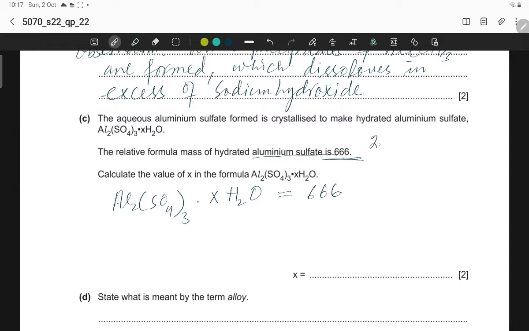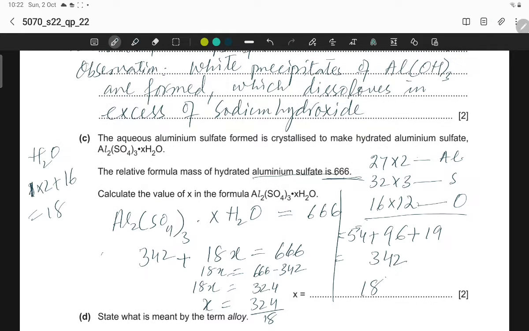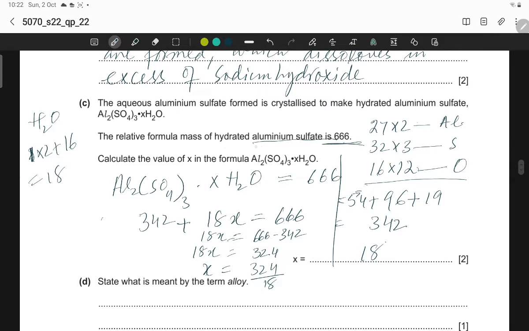Aluminum is 27 into 2. Sulfur is 32 into 3, and there are 4 atoms of oxygen, 4 threes are 12 atoms of oxygen, so 16 into 12. Add these. So the relative formula mass of hydrated aluminum sulfate is 666. Calculate the value of X in the formula. The aluminum sulfate Mr is 342, and 342 plus 18X is equal to 666. 18X is equal to 666 minus 342. So in this way the X value is 18.